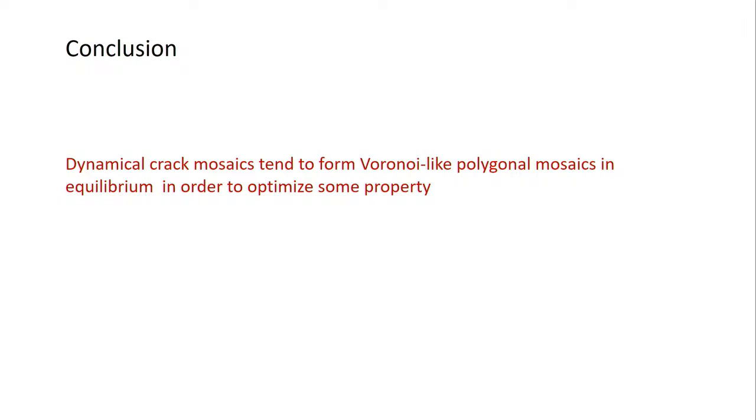And so what is the takeaway? It seems that dynamical crack mosaics tend to form Voronoi-like polygonal mosaics in equilibrium in order to optimize some property. In our case, it is probably elastic energy.